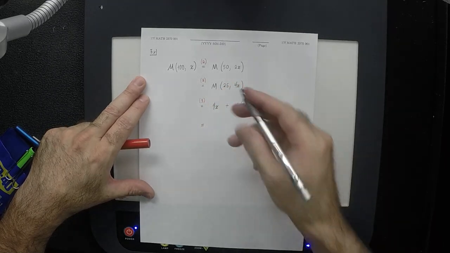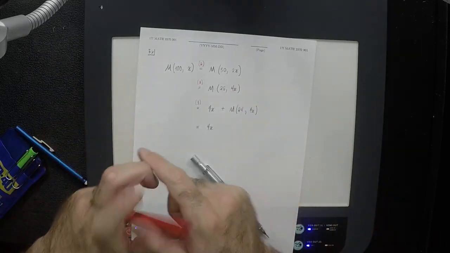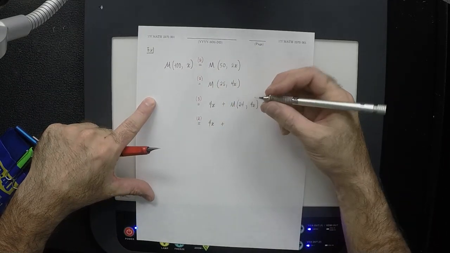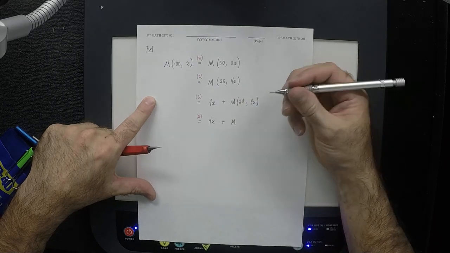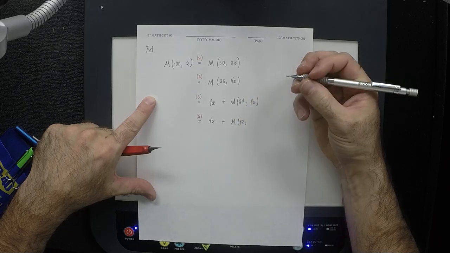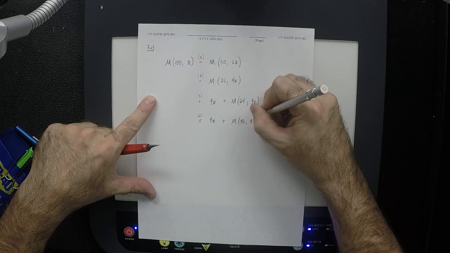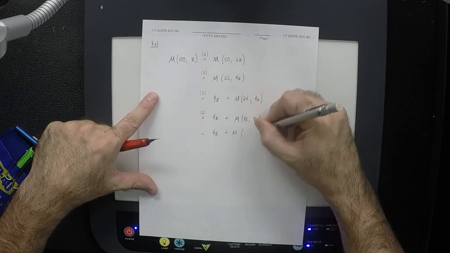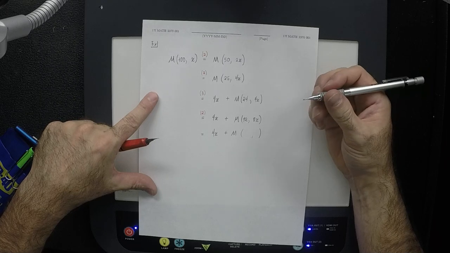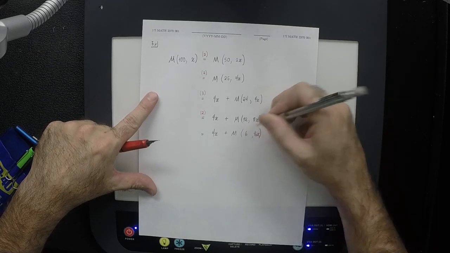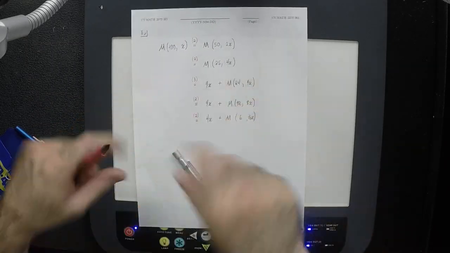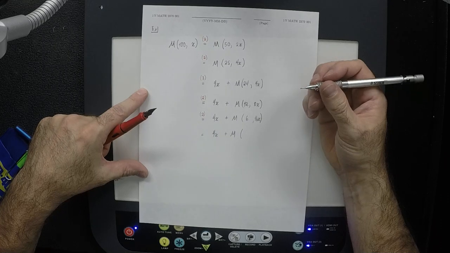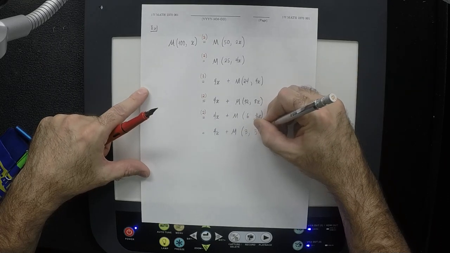Now for this m, which clause will we need to invoke? The second clause, the even clause. So plus m of what's the first argument? 12. And the new second argument? 8x. Okay, again, we'll do the even clause. So this would be 4x plus m of some arguments. So what arguments? 6 and 16x. Again, we'll use the even clause. What are the new arguments? 3 and 32 x's.